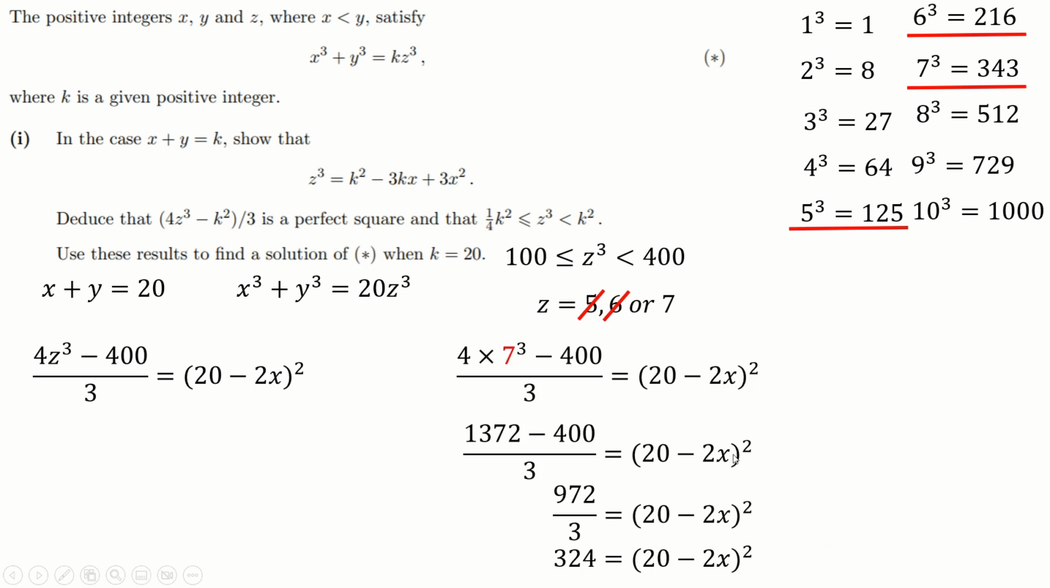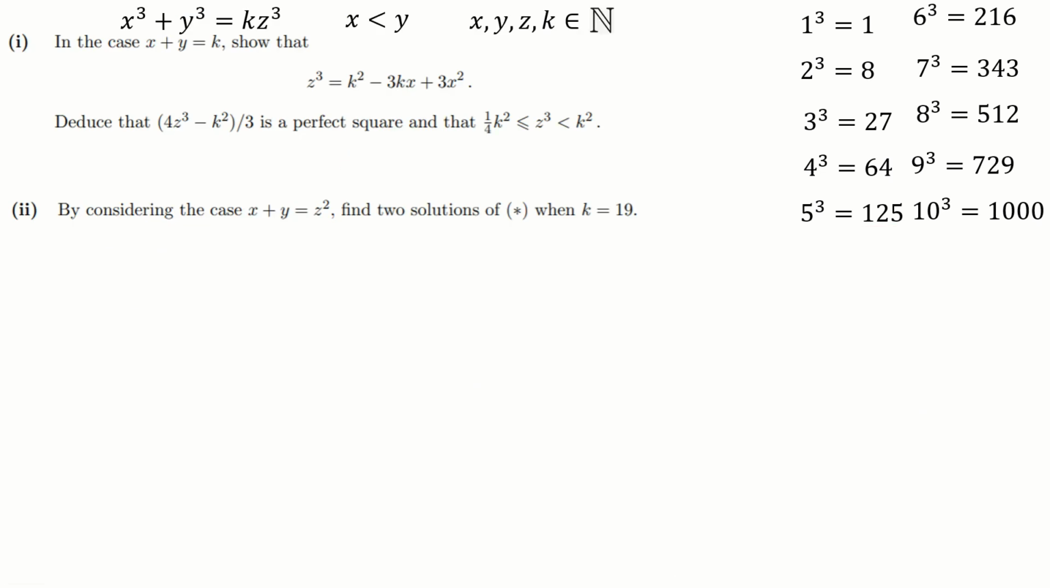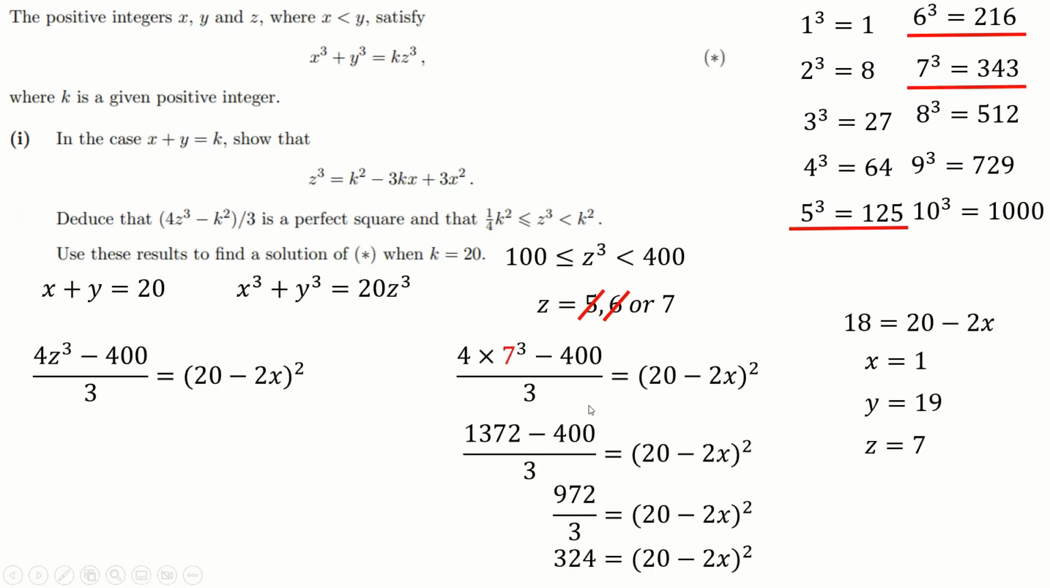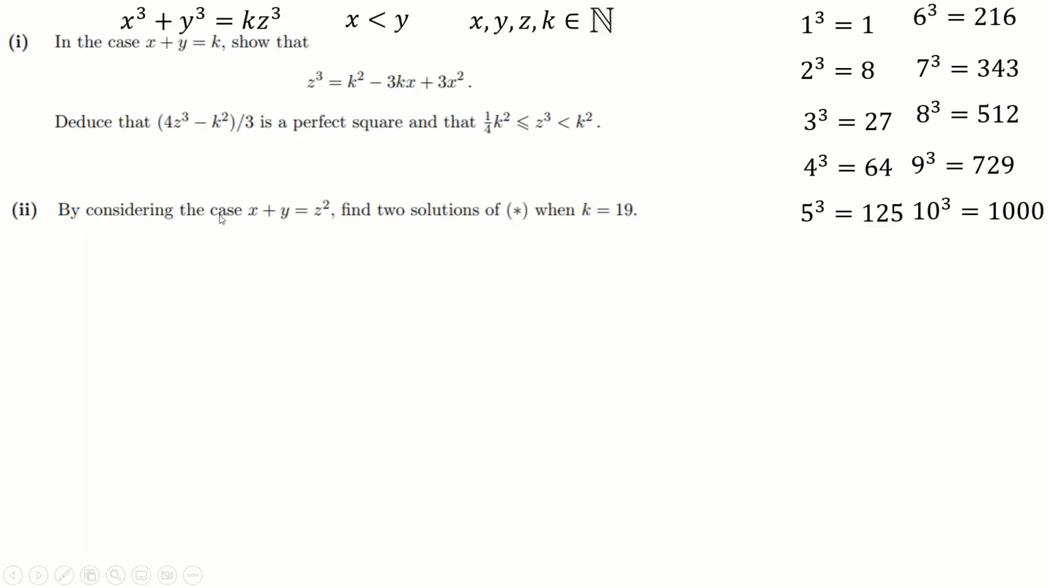And 324 is, what, 18 cubed? Sorry, 18 squared, is it? So 18 must be this, which means x is 1. And of course, if x is 1, y from here is 19. And that will be our solution. x is 1, y is 19, z is 7. Good.